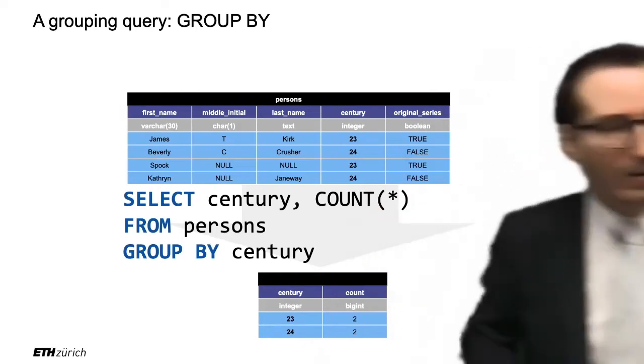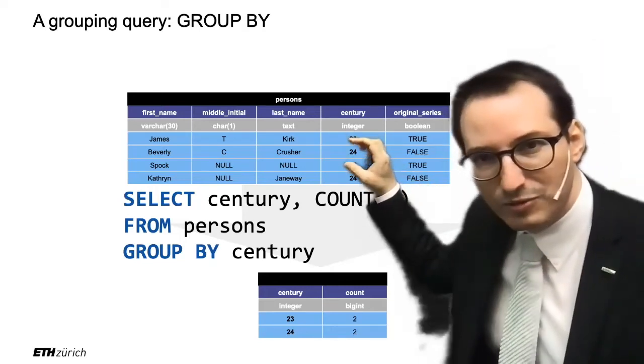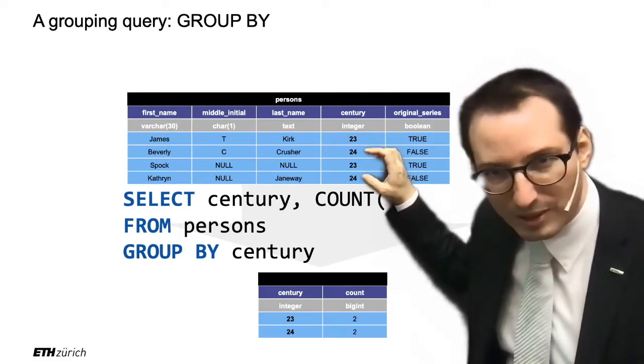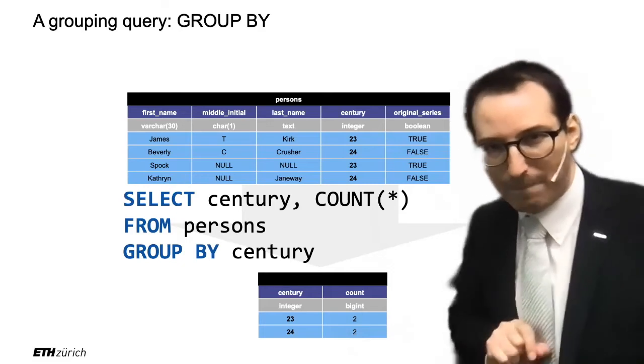And count star doesn't even specify any attributes. It's actually kind of a cool thing that makes it easier for the people to use. It just counts the records, right? This is what the star means. So we count the number of records, and here we don't care about nulls. We just take all the records that we find. So how many records do have the 23rd century? Two of them, this one and this one. How many do have the 24th? This one and this one, two of them as well. This is why you get two here and two there.